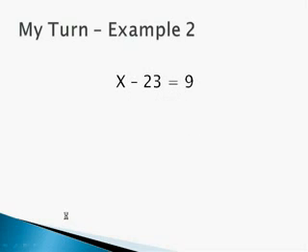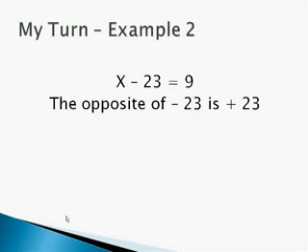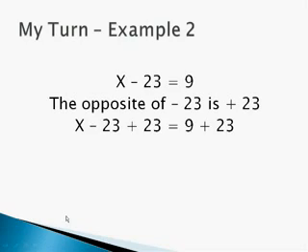The second example, x minus 23 equals 9. To isolate x, the opposite of minus 23 is plus 23. We add 23 to both sides, simplify, and our answer is x equals 32.